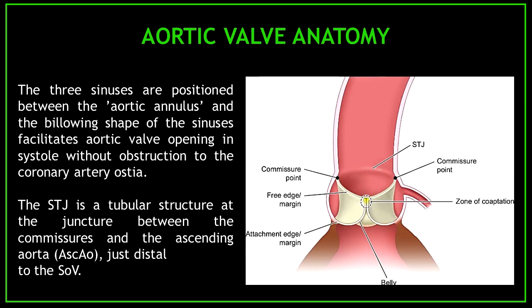The 3 sinuses are positioned between the aortic annulus, and the billowy shape of the sinuses facilitates aortic valve opening in systole without obstruction to the coronary artery ostia. The sinotubular junction is a tubular structure at the junction between the commissures and the ascending aorta, just distal to the sinuses of Valsalva.